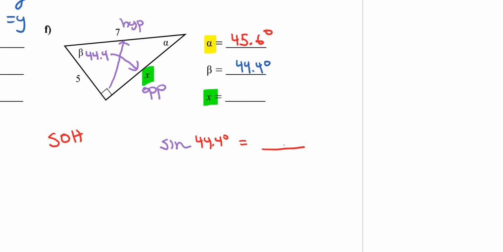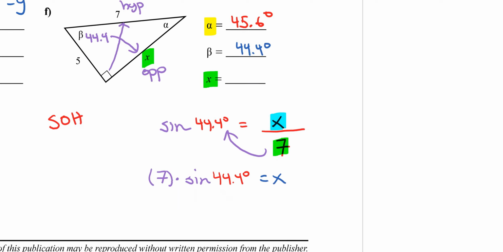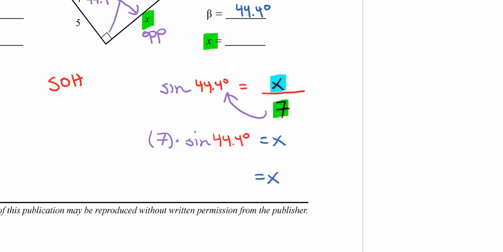So the opposite is going to be x, the hypotenuse is going to be 7, and now I can solve for x by taking the 7 and multiplying it with the sine of 44.4 degrees. So I would write 7 multiplied by the sine of 44.4 degrees, and that equals x. If you put that in your calculator, you should get an answer that's very close to 4.9. So 4.9 is the value of x.